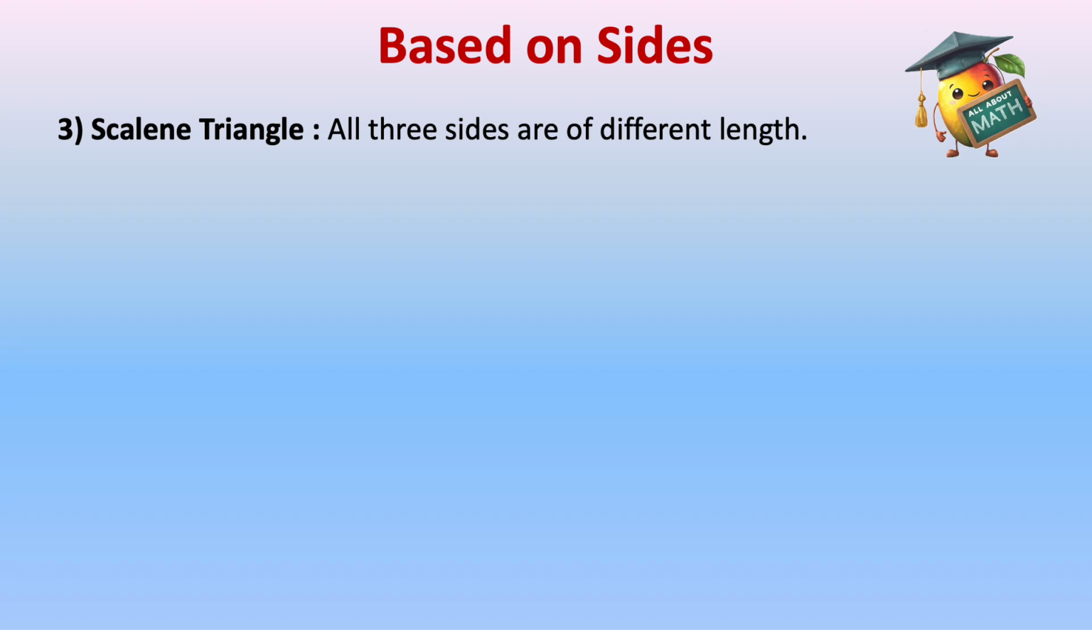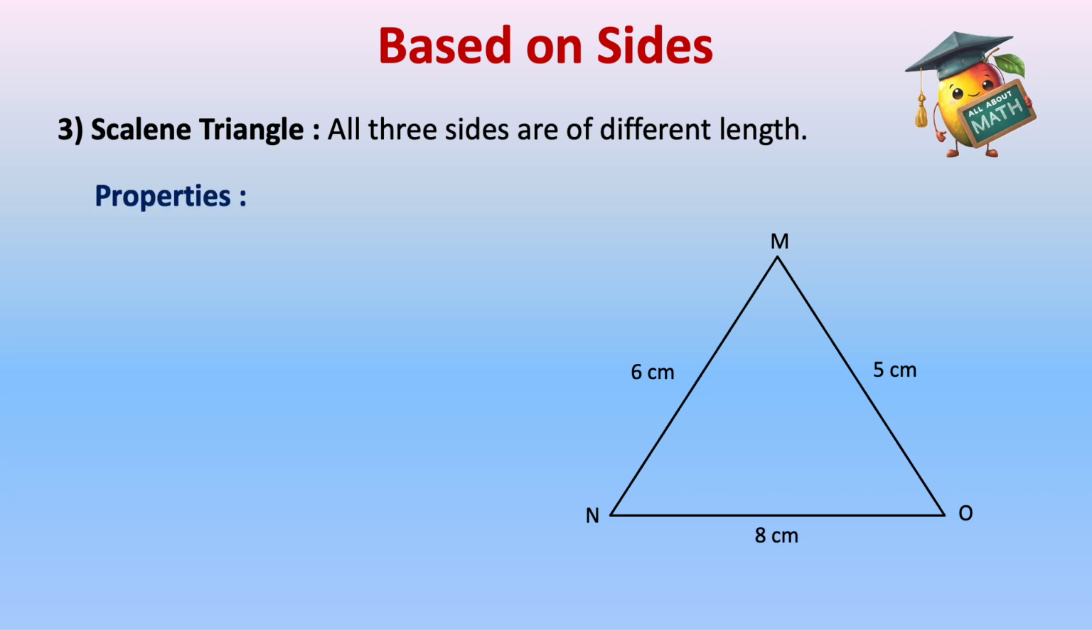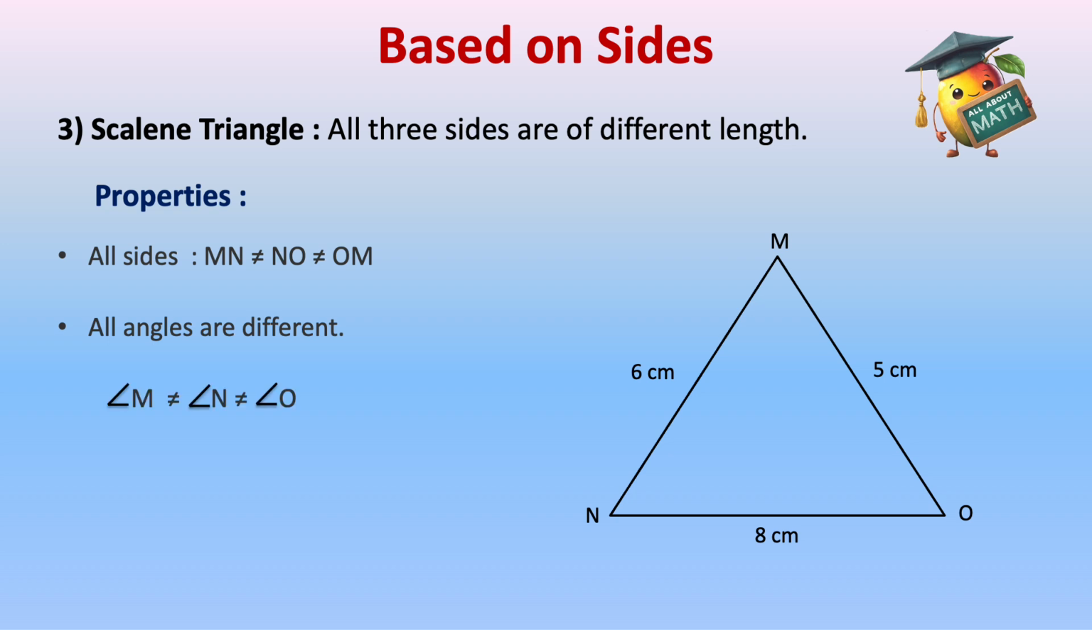Scalene triangle, all three sides are of different length. A scale has different measurements. So scalene triangle, all sides different length. Now here we have triangle MNO, where all sides are different. One is 6 centimeter, 5 centimeter, 8 centimeter. Here we can see all sides are different, that is side MN is not equal to NO is not equal to OM. All angles are different as well. Angle M, angle N, and angle O, all are different. So one is 80 degrees, one is 70 degrees, another is 30 degrees. So we can say triangle MNO is a scalene triangle where everything is different, even the sides, even the angles.